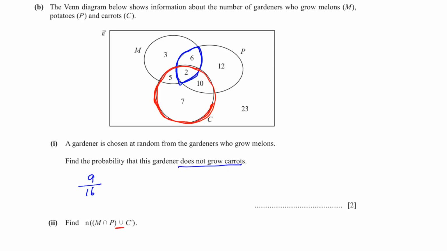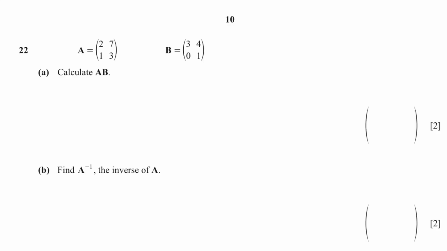When they say union, we have to take whatever is in the first data set and the second one. So we have to take what is in M intersection P and also what is in not C. That will be M intersection P is this part and not C is this and the outside. So let's write down what we have. 3 plus 6 plus 2 plus 12 plus 23. That will give us 46.